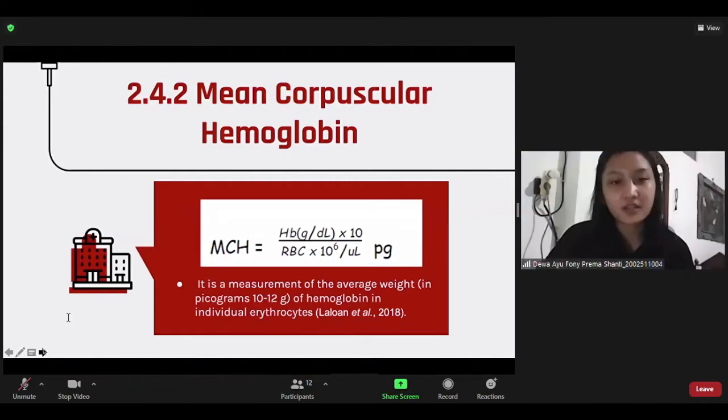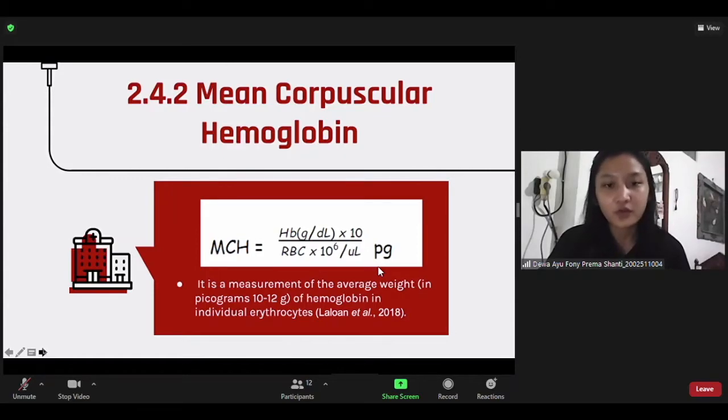My name is Dewa Fony Prema Shanti, and I would like to explain mean corpuscular hemoglobin, or MCH. Mean corpuscular hemoglobin, or MCH, is the approximate amount or average weight of hemoglobin in each red blood cell in the body, whose levels can be known through a complete blood count. The formula in calculating MCH can be seen on the screen, and it is a measurement of the average weight of hemoglobin in an individual erythrocyte.